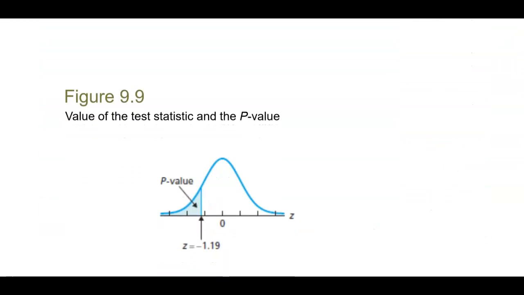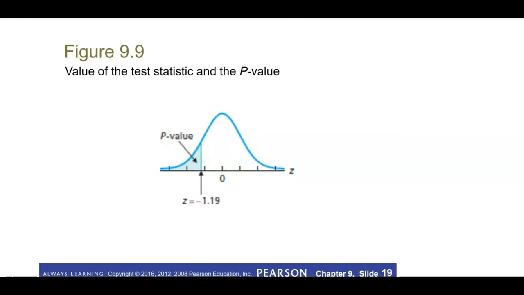So let's take a look at one more. Let's suppose we got a z test statistic of negative 1.19. We're doing a left-tailed test. So I can look up negative 1.19 on my z table. Hit pause and look it up yourself. Negative 1.19 appears to be 0.117. Oh, remember, your table always gives you the area to the left.